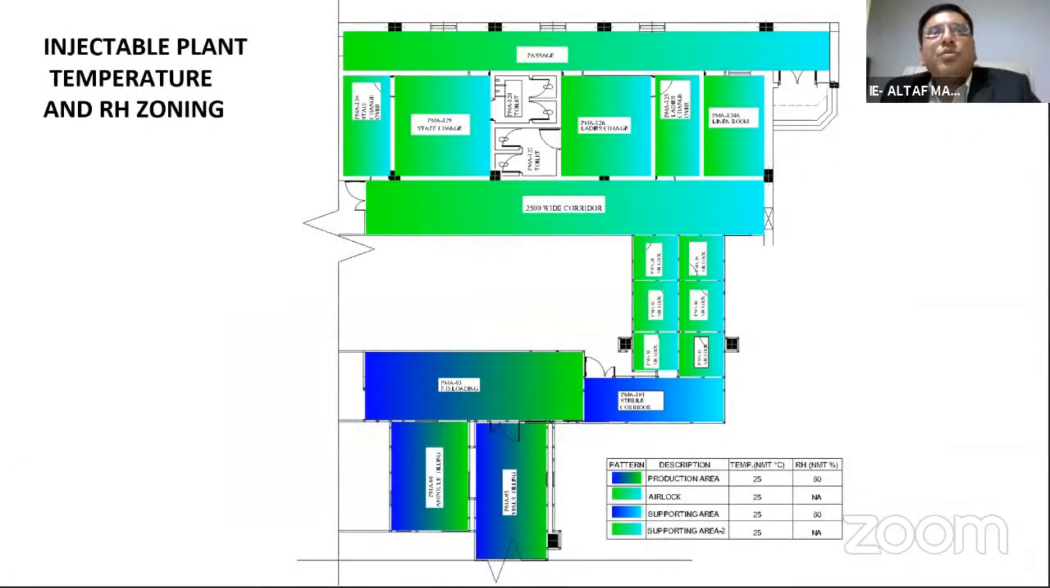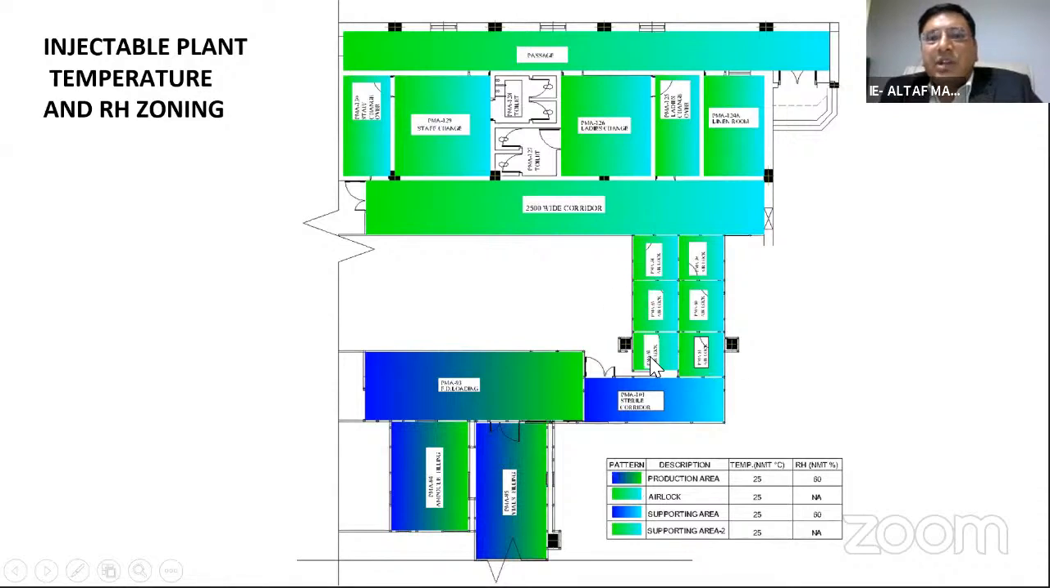Now, if we move to the injectable plant temperature and RH zoning. Now, this is similar to what we have seen in the OSD plant. These are the process areas. You can see these are designed at 25 degrees centigrade and 60 to 65% RH. Here RH flexibilities are there in production areas in case of an injectable plant. Temperatures, because there are so many multiple airlocks, you can see.